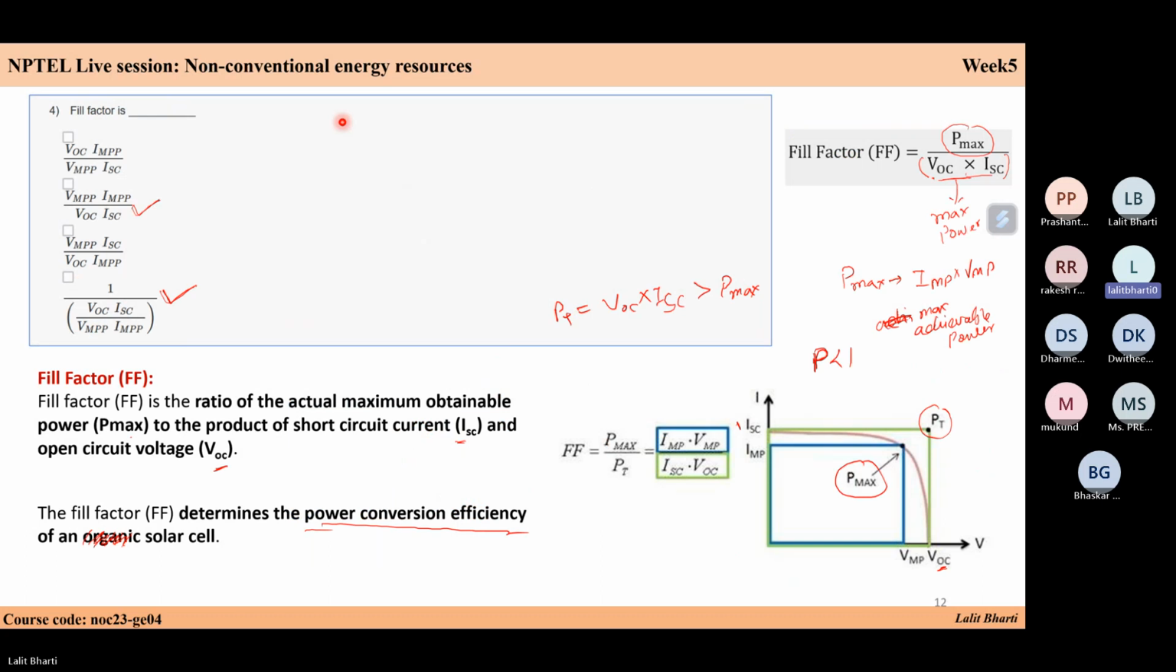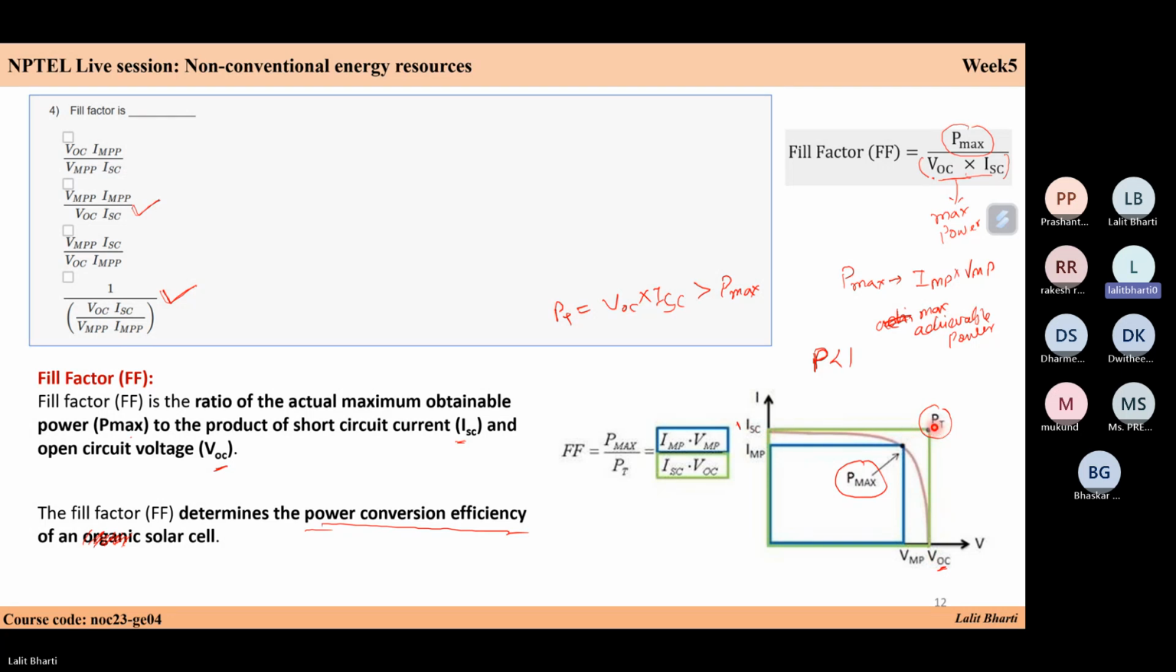This question is on your fill factor. Fill factor is basically your measure of your maximum obtainable power. It is a ratio of P max, maximum actual obtainable power, with the product of ISC and VOC. ISC, VOC we already discussed. This is your VOC point, which is the highest open circuit voltage, and ISC means your short circuit current, which is the highest current point.